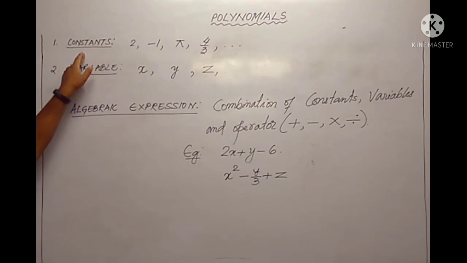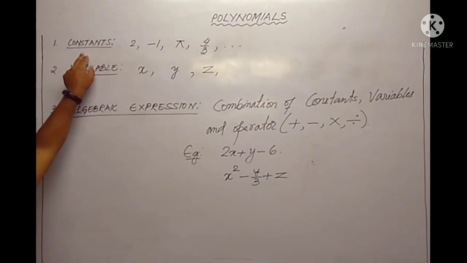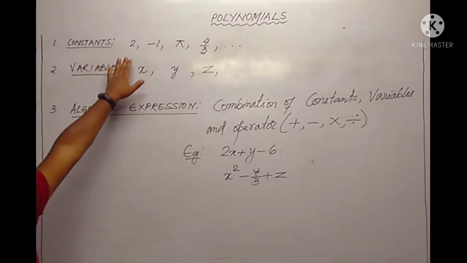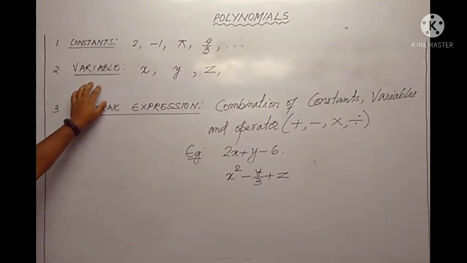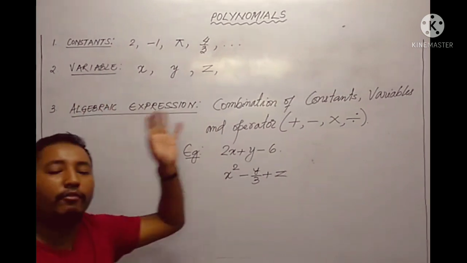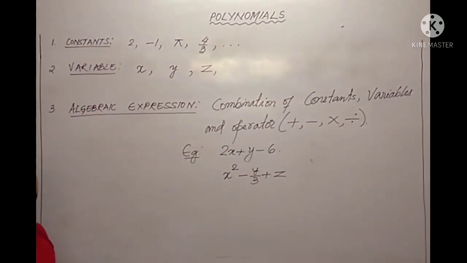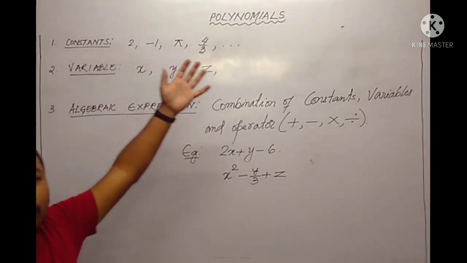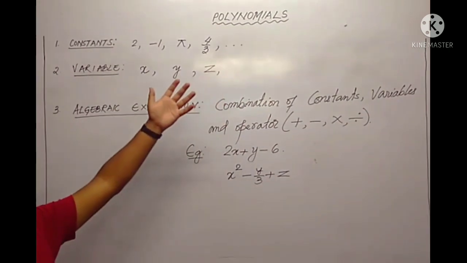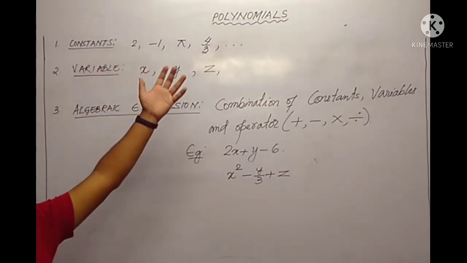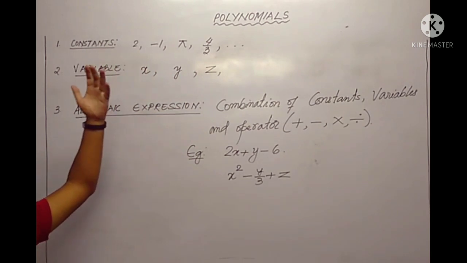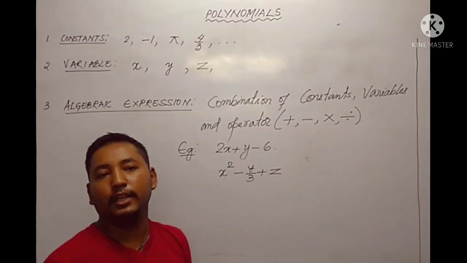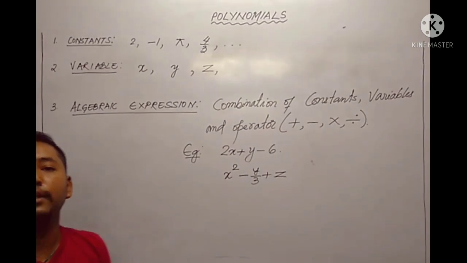Constants are those values which are fixed, which do not change. Example: 2, -1, pi and so on. Variables are those symbols which assume different values in different situations. Example, x. In some questions you may see x as 1, in some as 3, and in some as -5. It keeps on changing and therefore it is called a variable. Variable means something which is not fixed, which changes its value as per the situation.